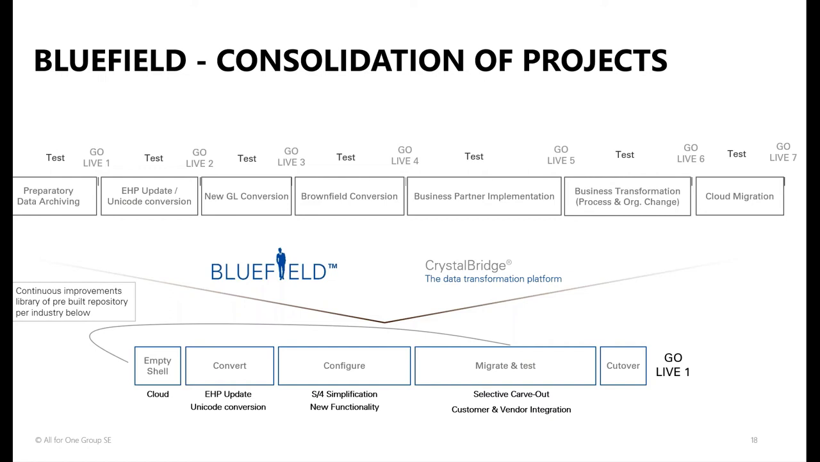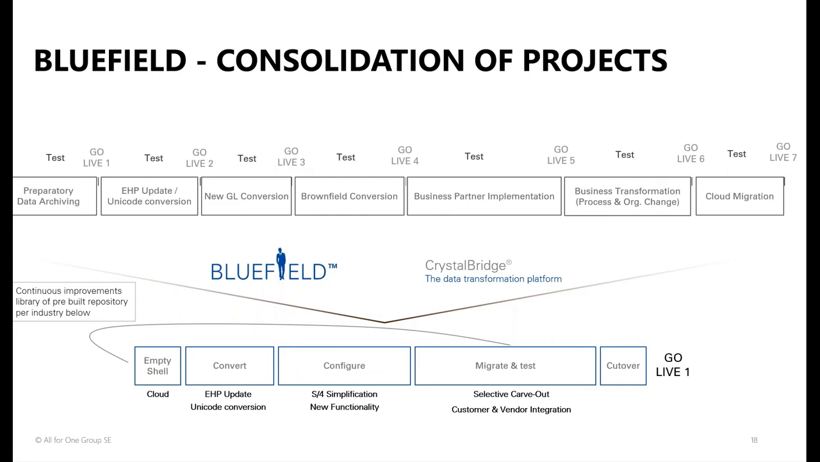And as you can see here below, we can use this functionality of Bluefield, which is a combination of Greenfield and Brownfield in the market, and we can create an empty shell, which is that empty target system. And we can decide if we would like to move it to the cloud in the same step. Then we can make a conversion of the enhancement pack, all the updates which are needed for S4HANA. Then we can use the configuration to execute the S4HANA simplification. We can also add new functionalities. And not least, we can also migrate the data and execute the testing.